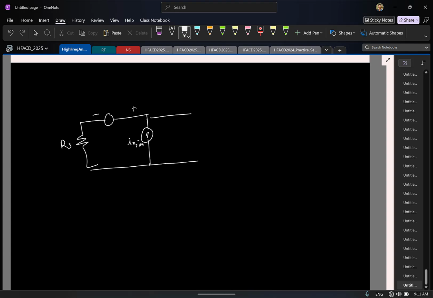Now which will be contributing to the noise? Voltage. Because now if you look at the voltage here, it's going to get divided between Rs and an open circuit. Entire voltage will appear across the open circuit. Look at the current. The current obviously will not flow here because this is open circuit. So here the current will not contribute to the noise. Only the voltage will be the contributing factor. This is clear?